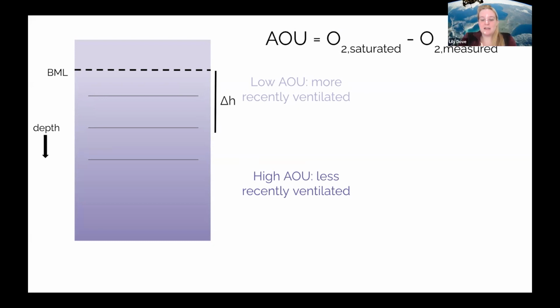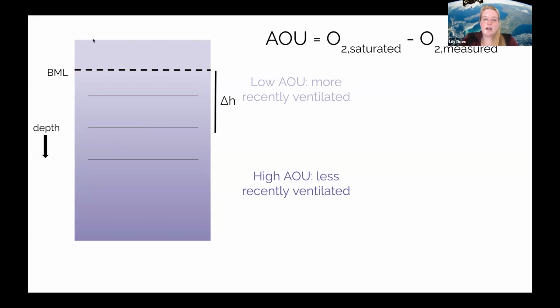I'm sure that Shuangling's talk, which is the next talk after me, will go much more into oxygen. So if this is piquing your interest, be sure to stay tuned for that. But I'm looking at AOU, which is, again, this difference between saturated oxygen and measured oxygen. And saturated oxygen is set by the temperature, and you can imagine it as the concentration of oxygen that water would have if it was in contact with the atmosphere.